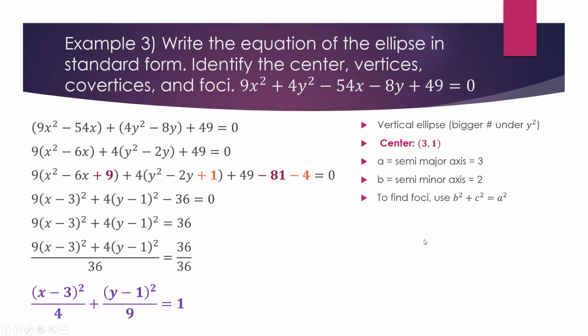In order to find our foci, we're going to use that equation, b squared plus c squared is equal to a squared. So if we put 2 in for b, put 3 in for a, or you might even notice that these equations have the b squared and the a squared, so if you want to just substitute 4 in for b squared and 9 in for a squared, you could also do that. And if we subtract 4 from both sides, c squared is equal to 5, which means c is equal to the square root of 5.